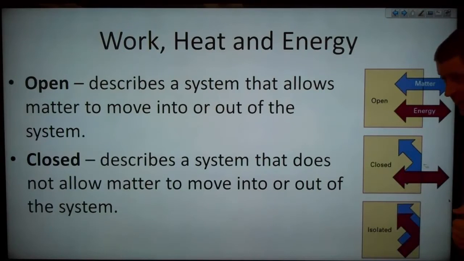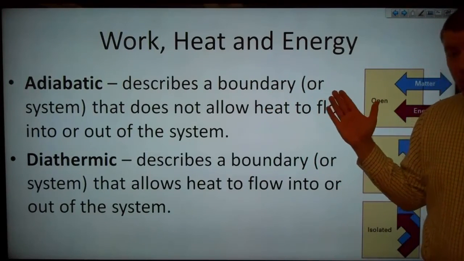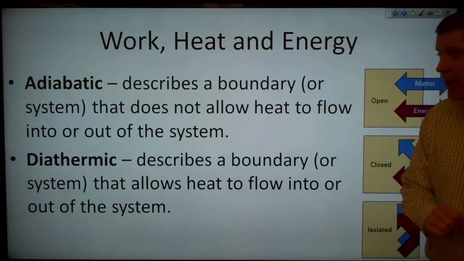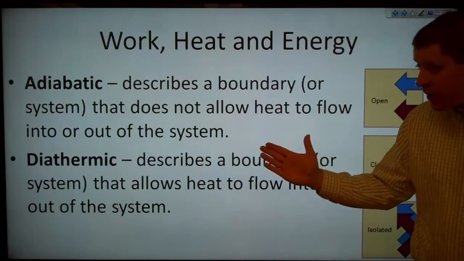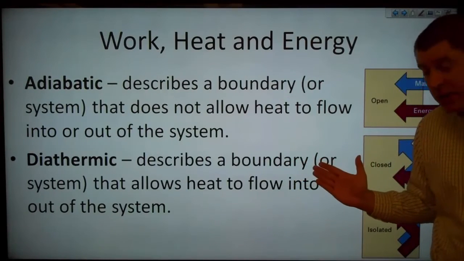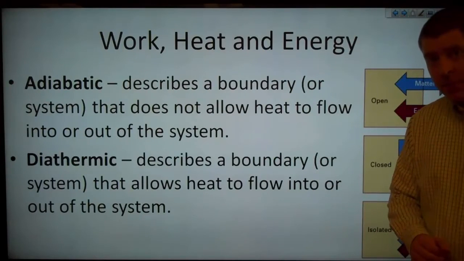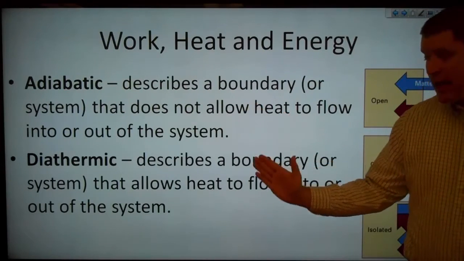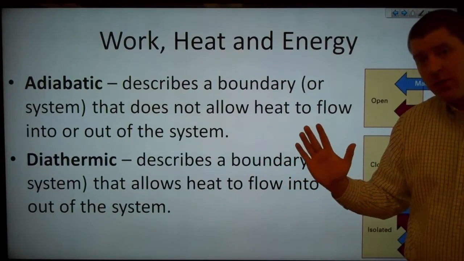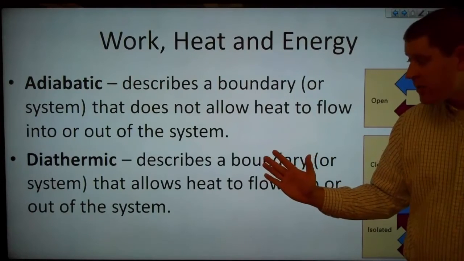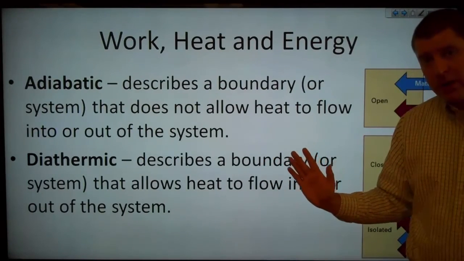So let's talk about the term adiabatic. This describes a boundary or a system that does not allow heat to flow into or out of the system. On the other hand, we've got diathermic, which describes a boundary or a system that allows heat to flow into or out of the system. So the terms adiabatic and diathermic are not discussing whether matter is allowed to flow into or out of the system. They're only discussing whether heat is allowed to flow into or out of the system.